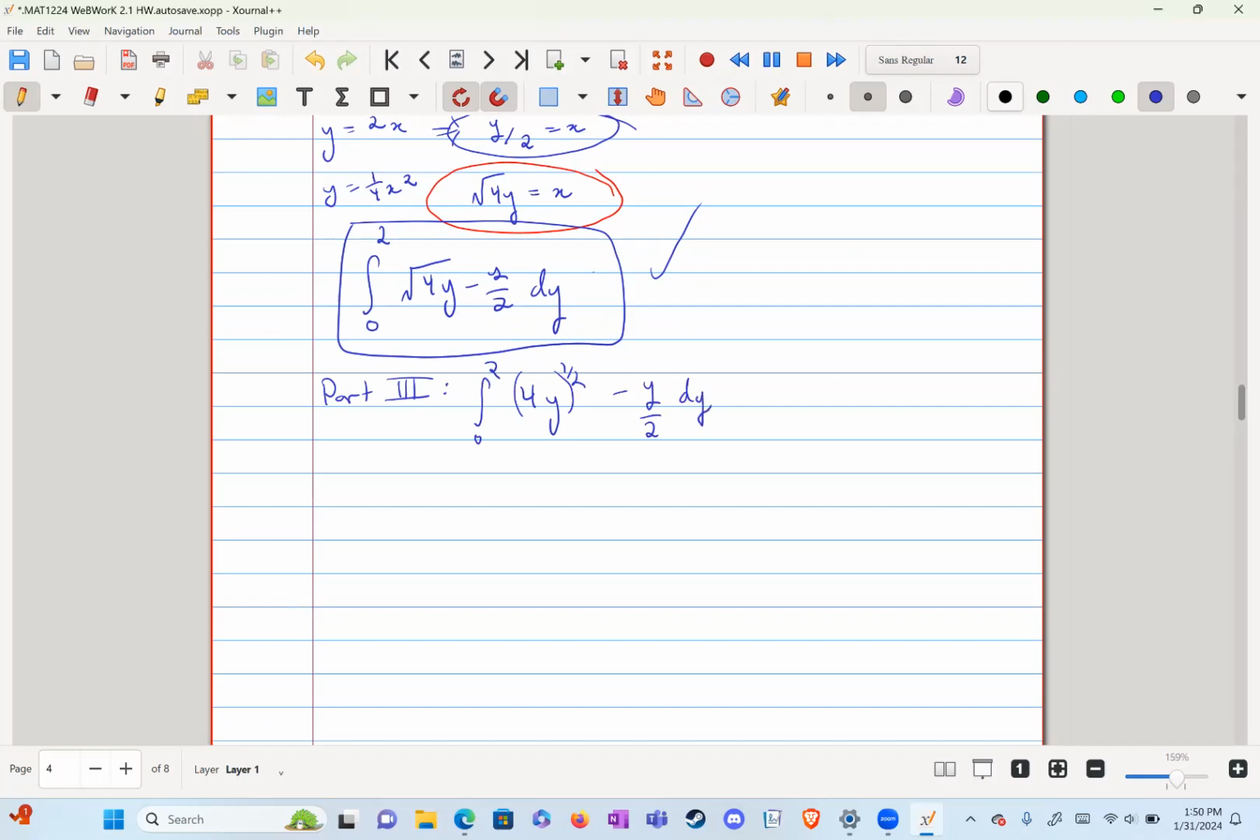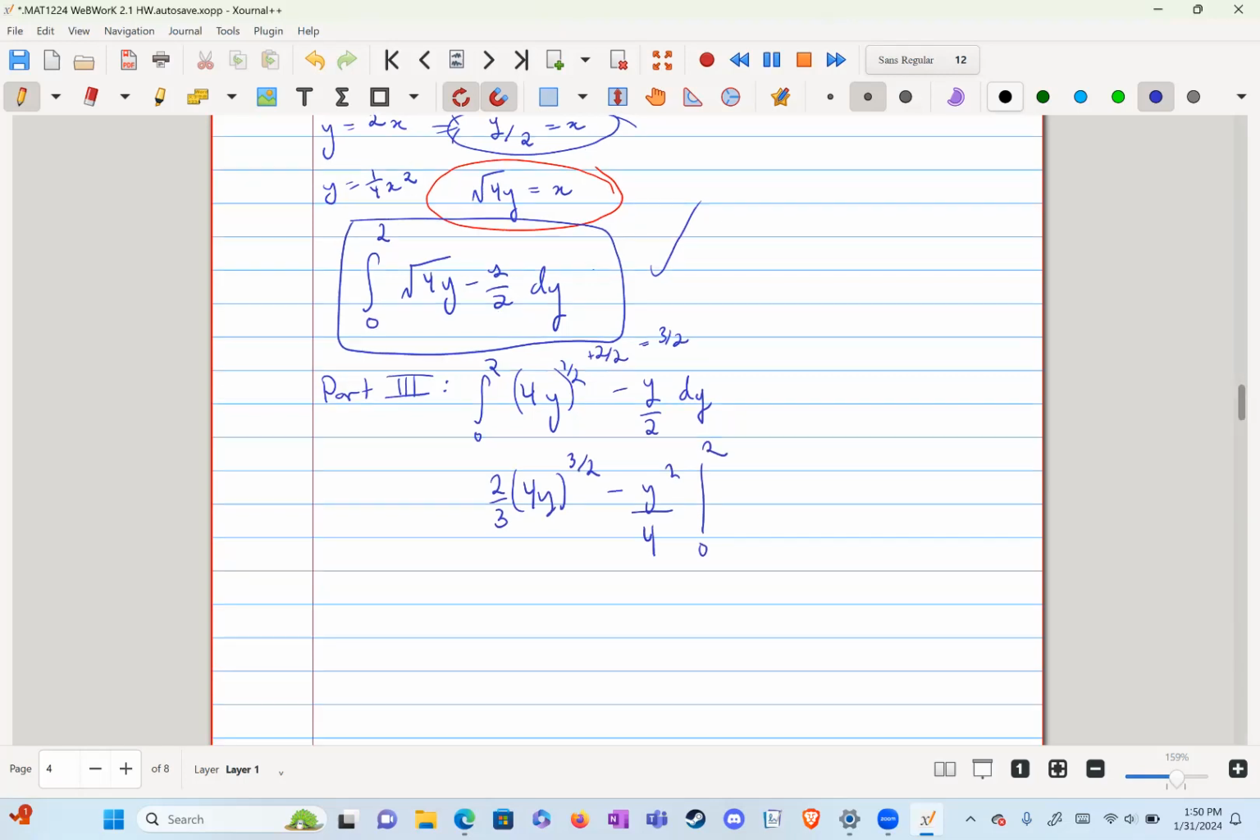Now, we use power rule. We add 1 to the power and then multiply by the reciprocal. So this will give 3/2 and then multiply by the reciprocal, 2/3. 2/3 4y to the power of 3/2 minus, we just add a power here. That's simple. And we have from 0 to 2.